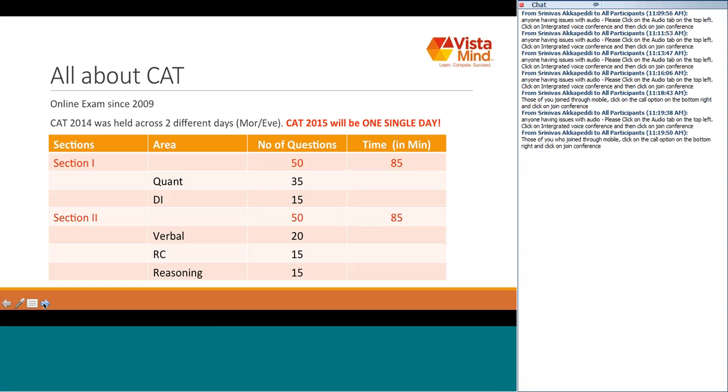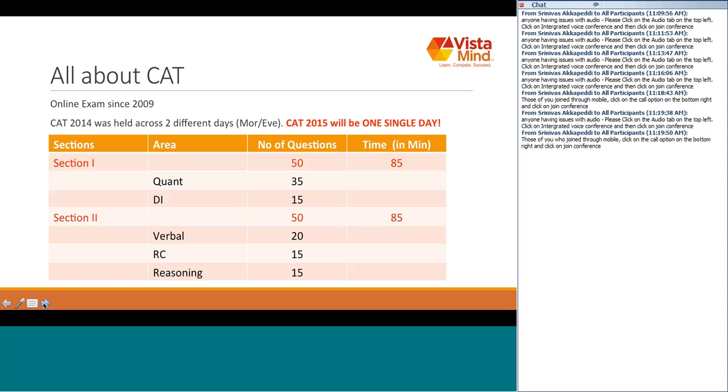Okay, so this was the CAT paper last year. Very high chances that it will remain the same. Maybe the paper may continue to be easier like it was last year. Okay, so let's look at the percentiles required, or the scores required in section 1 and section 2 to get the 99 percentile last year.